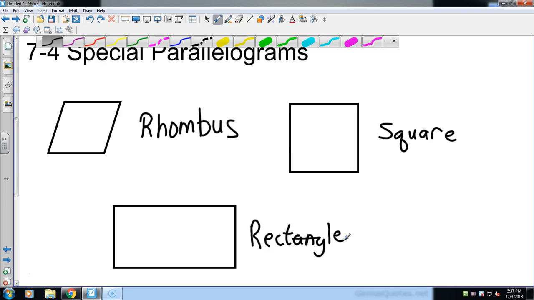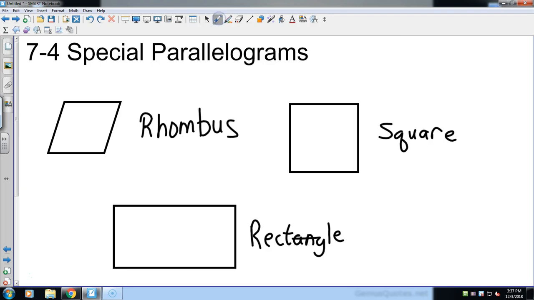Let's look at the square and the rhombus first. One of the major things on a square and a rhombus is all four of those sides are congruent. So if you have a quadrilateral and all four sides are congruent, it's either a rhombus or a square. And what determines whether it's one or the other is, on the square, we're going to have four right angles.